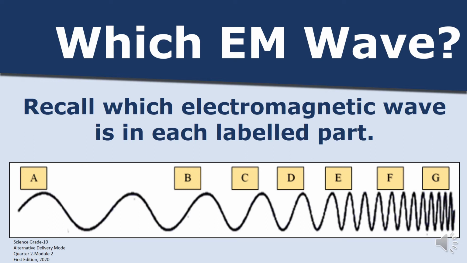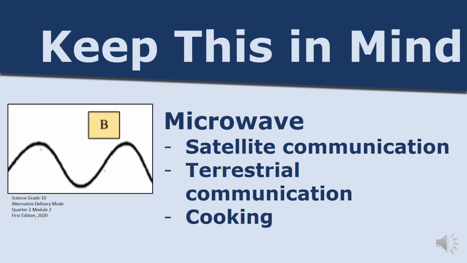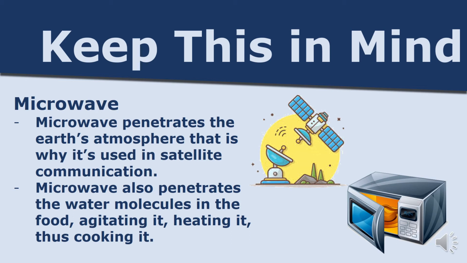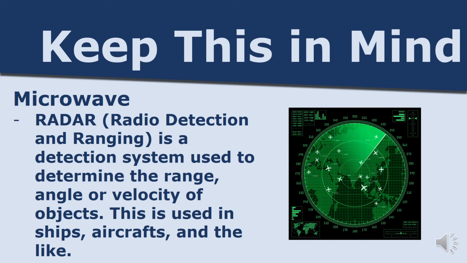How about in position B? Which electromagnetic wave could it be? Correct, it's microwave. It's used in satellite communication, terrestrial communication, and cooking. Microwave penetrates the Earth's atmosphere, that is why it's used in satellite communication. Microwave also penetrates the water molecules in the food, agitating it, heating it, thus cooking it. Radar, or radio detection and ranging, is a detection system used to determine the range, angle, or velocity of objects. This is used in ships, aircrafts, and the like.